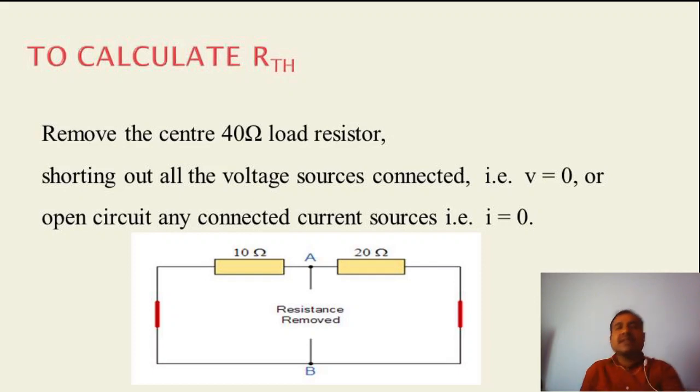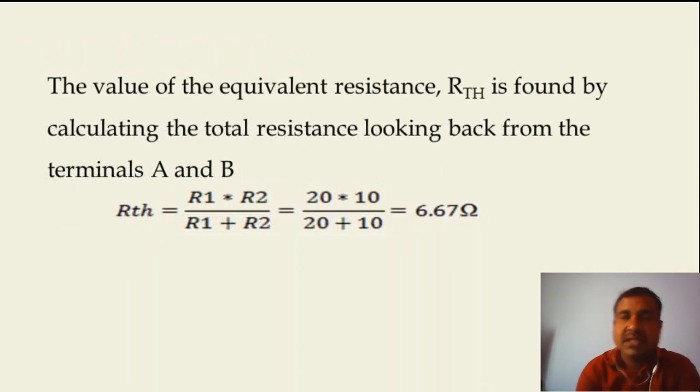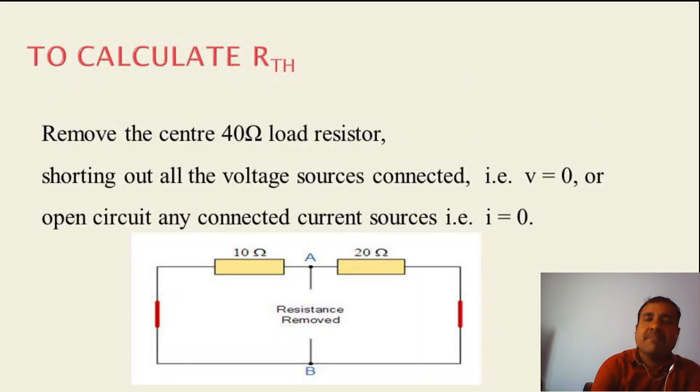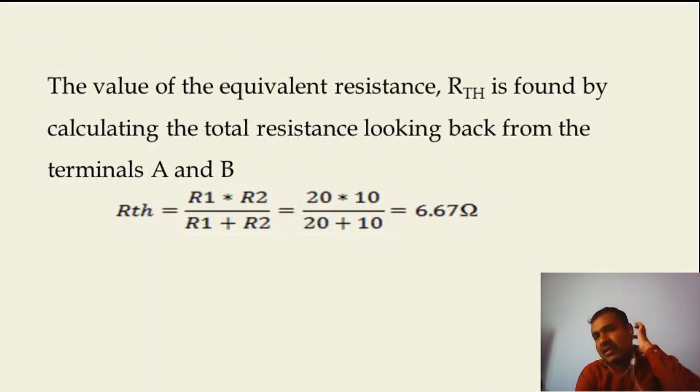When I look back into the circuit from points A and B, these resistances look like they are connected in parallel. So RTH, the total resistance across AB, is the parallel combination of the 10 ohm and 20 ohm resistances. RTH is equal to R1 into R2 divided by R1 plus R2, that is 20 into 10 divided by 20 plus 10, which is 6.67 ohms.